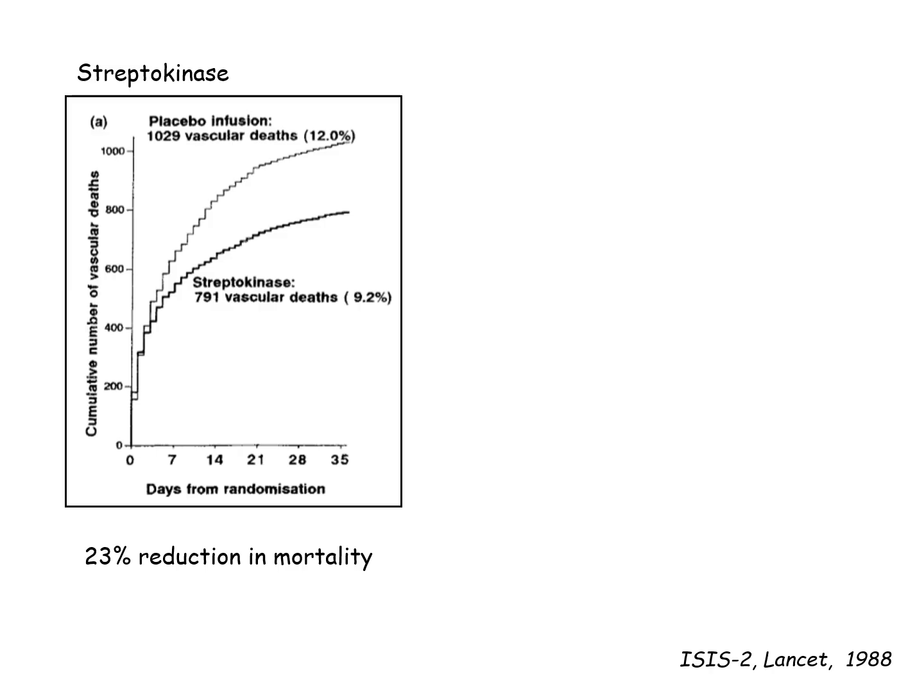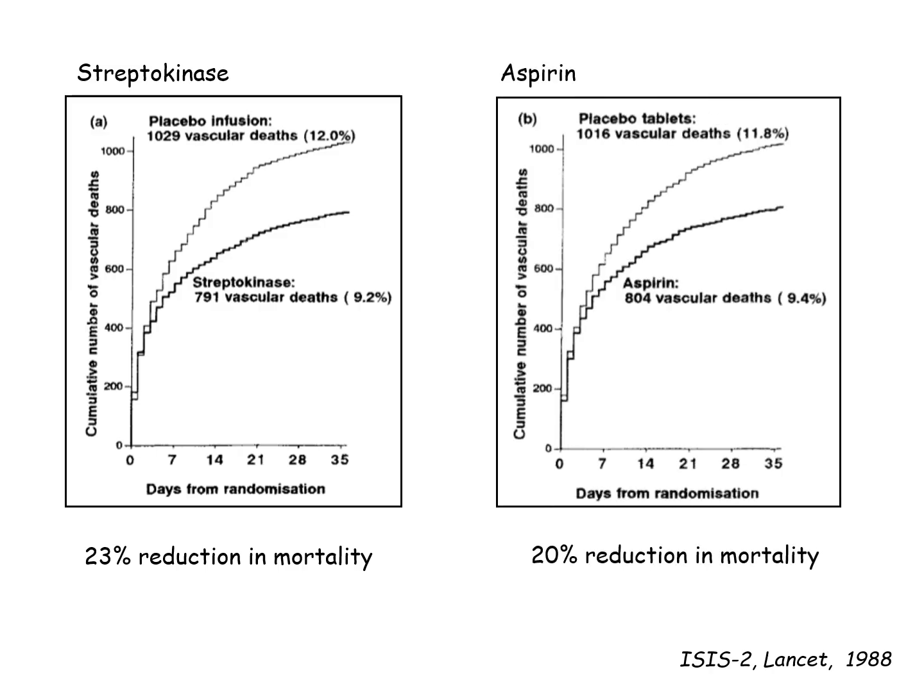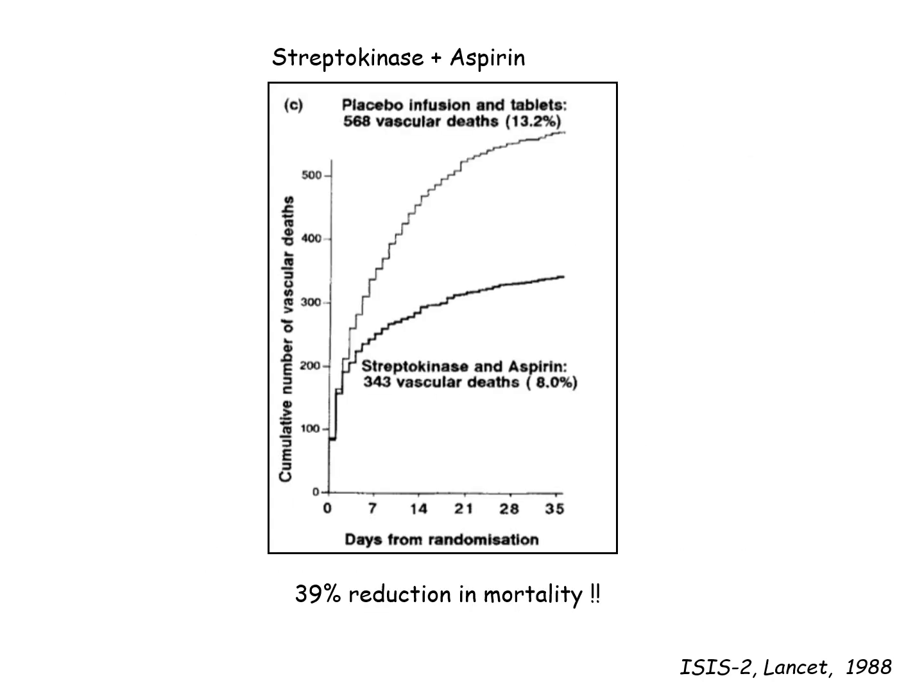That study showed that streptokinase was able to reduce the mortality in patients with acute myocardial infarction by 23%. In that study, they also showed that aspirin by itself can also reduce the mortality by 20% in patients presenting with acute myocardial infarction. And if you use the two drugs together, streptokinase and aspirin, they both have a synergistic effect, and they were able to reduce the mortality in patients presenting with ST elevation myocardial infarction by 39%.